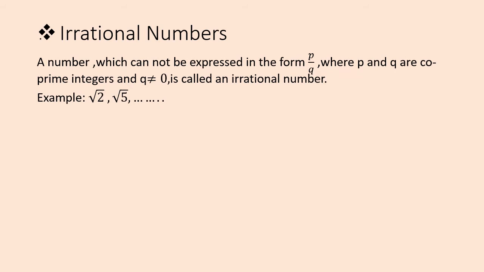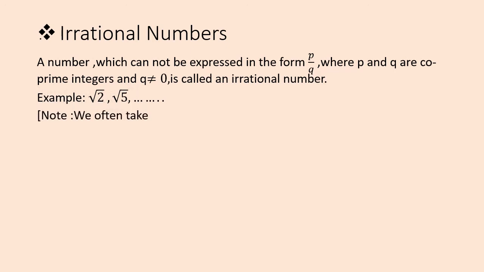Now you may think, √4, is it rational or irrational? 4 is a perfect square number. That means 4 can be written as 2 squared. Square root of 4 means it is 2. 2 is a rational number. Therefore, √4 is a rational number.